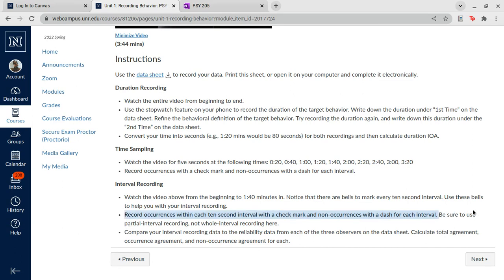So she says, be sure to use partial interval recording and not whole interval recording. That means if the behavior occurs at any time during those 10 seconds, it would count. The difference with whole interval recording is that the behavior would have to occur, as the name suggests, for the whole 10-second interval. But we are not doing that for this example.